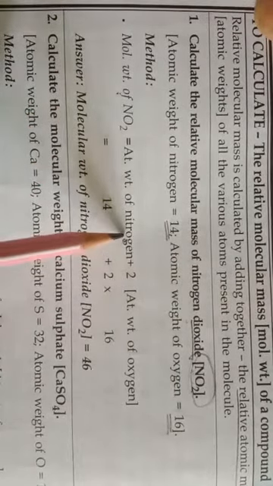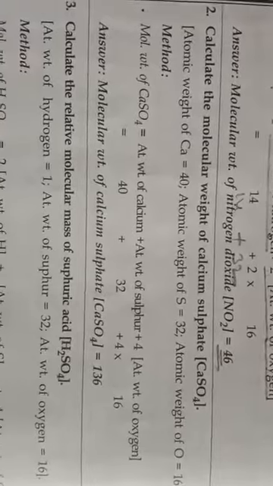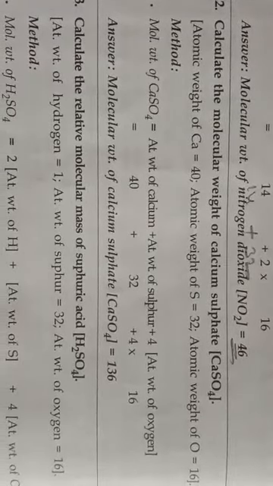Okay children, so atomic weight of nitrogen is 14 and 2 into atomic weight of oxygen will be 2 into 16. So in total it will be 14 plus 16 twos are 32. So it will be equal to 46. Okay. So relative molecular mass of NO2 will be 46. Okay, children. Second example, calculate the molecular weight of calcium sulfate.